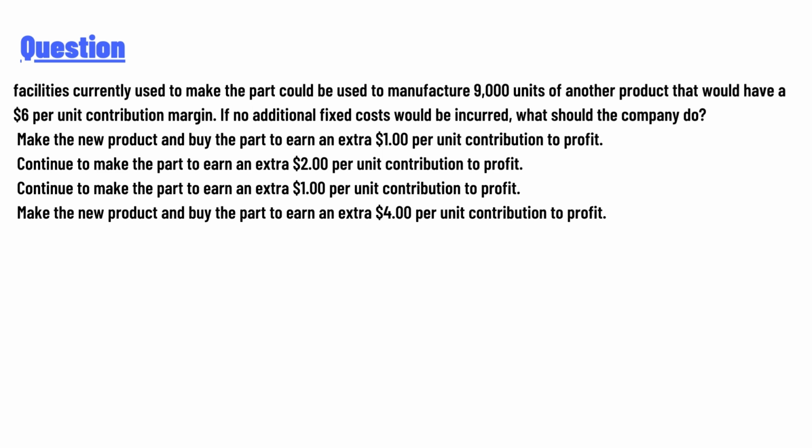Make the new product and buy the part to earn an extra $1 per unit contribution to profit. Continue to make the part to earn an extra $2 per unit contribution to profit. Continue to make the part to earn an extra $1 per unit contribution to profit. Make the new product and buy the part to earn an extra $4 per unit contribution to profit.